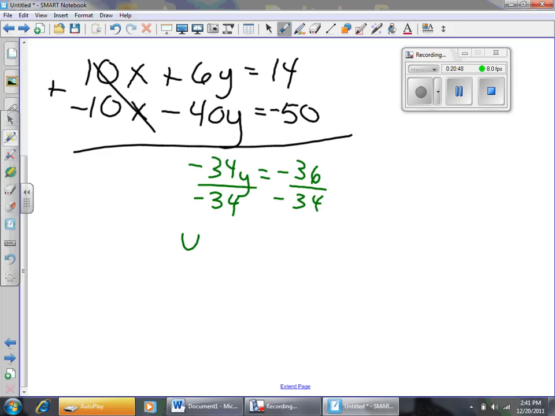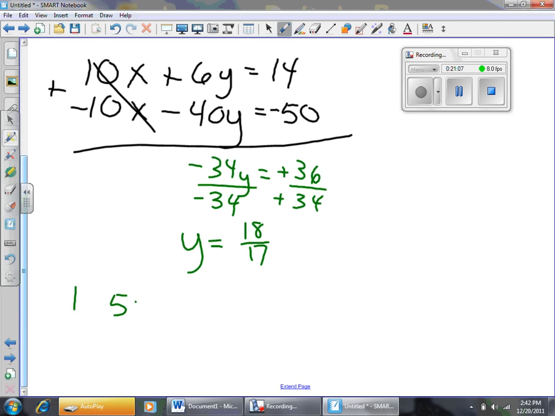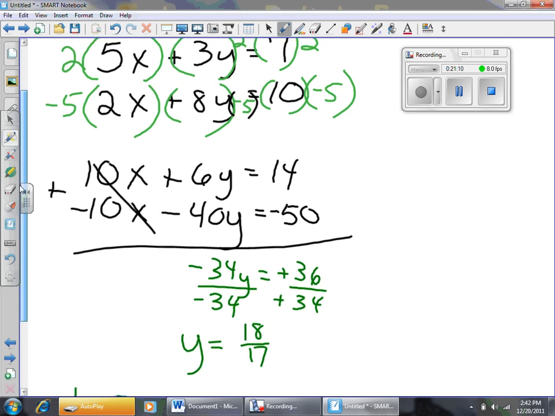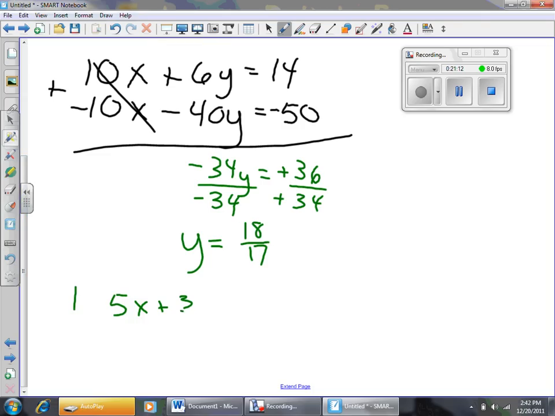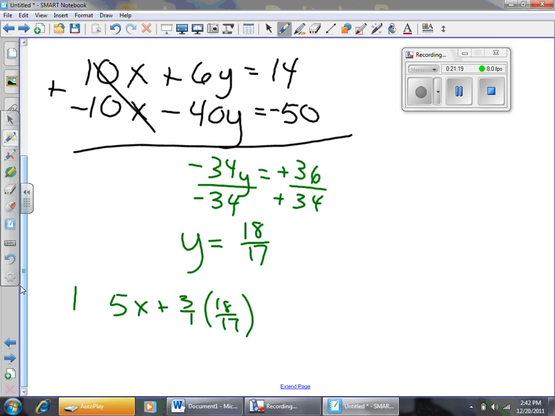So then y will equal, those will cancel, say I'm going to get 18/17 for y. Then I could go plug it back in. So let me see here. And I'll choose the original equation because it's easier to work with. I will go with 5x plus 3 for 1 times 18/17, and that will equal 7. Okay, and I'll have to solve for x.